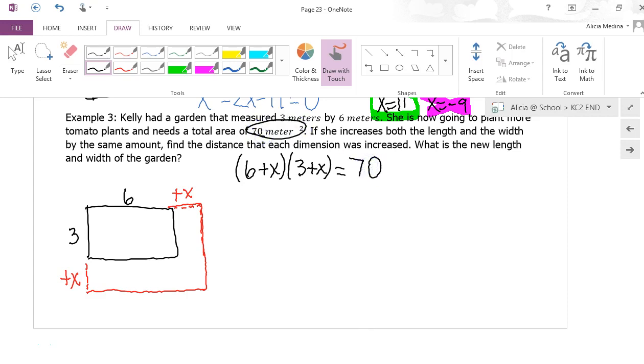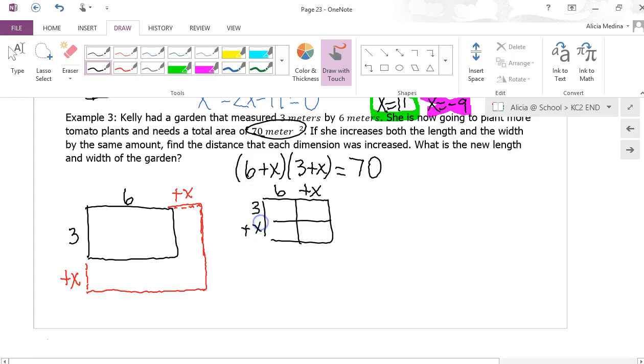And I'm going to go ahead and multiply this. A little bit more distribution, so I'm actually going to use a Punnett square box just so we don't lose any terms and we can keep everything nice and organized. So 6 plus x and 3 plus x. If I multiply these out, I get 3 times 6, which is 18. 3 times x is a 3x. 6 times x is a 6x. And x times x is x squared.